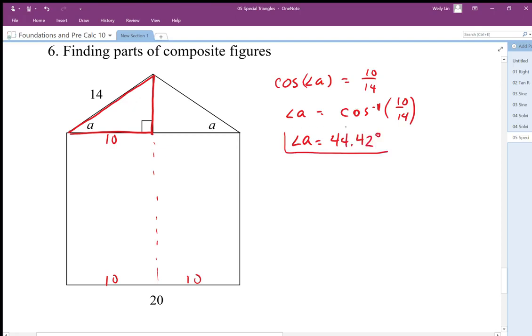We have to be able to transfer pieces and figure out unknown pieces in composite figures by just translating pieces or working out unknown pieces. So there it is. There's my angle that I needed to solve for.